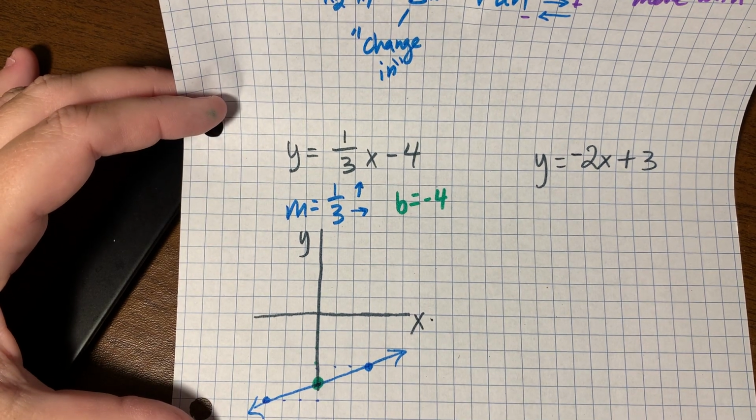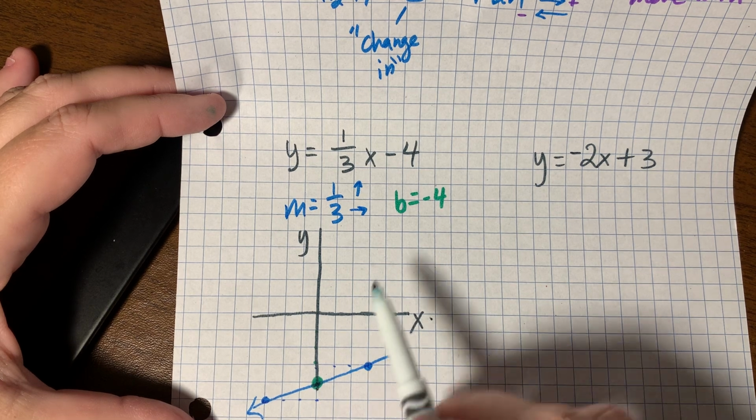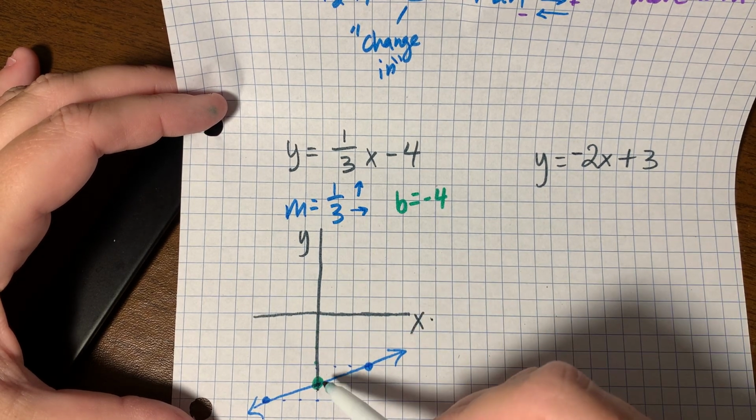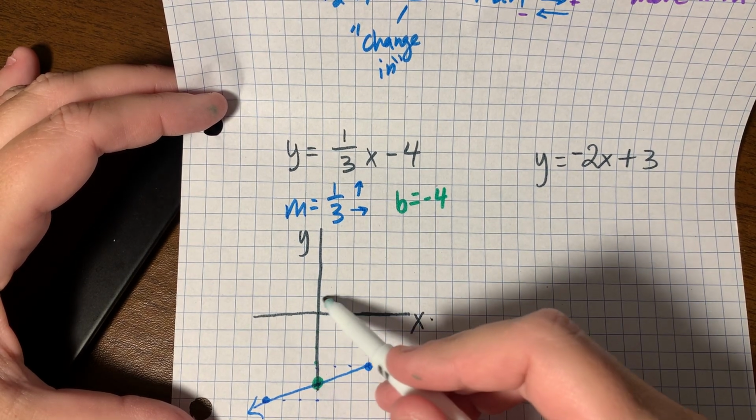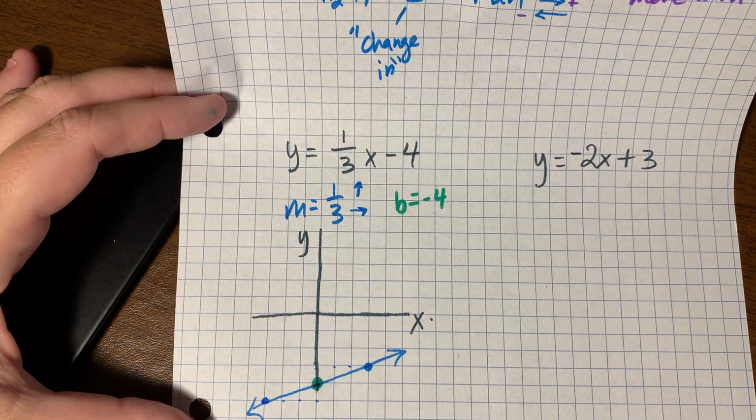A common mistake that students make is that they plot the y-intercept, and then from there, they don't do their slope. They go back to the origin and do the slope and connect. So don't do that. That's goofy.